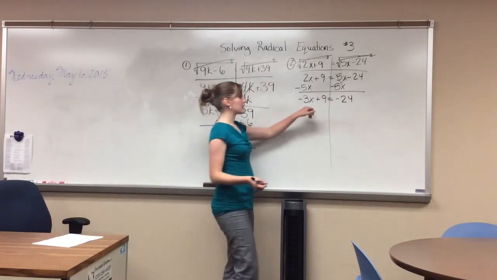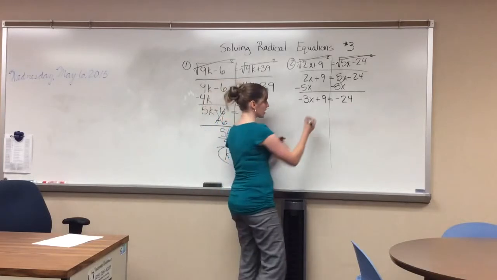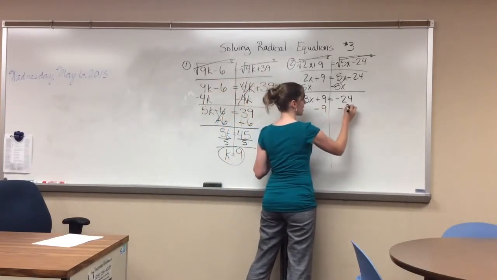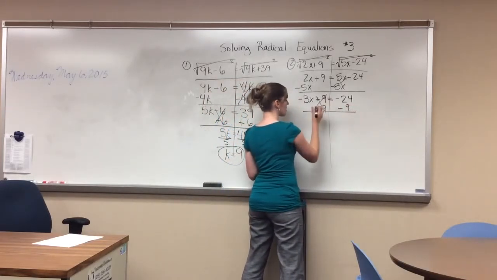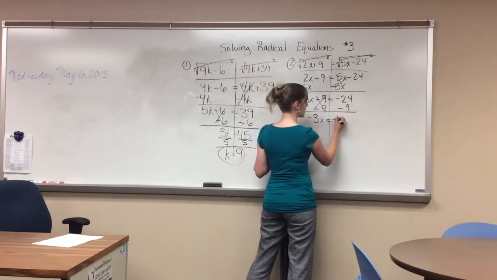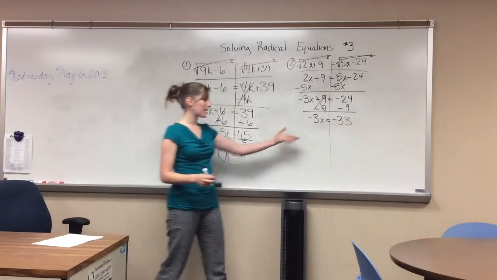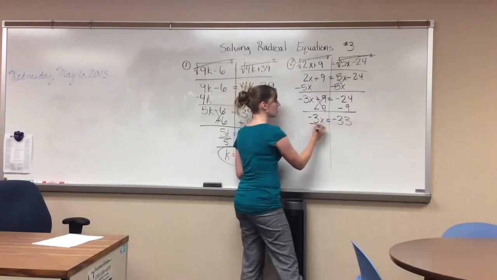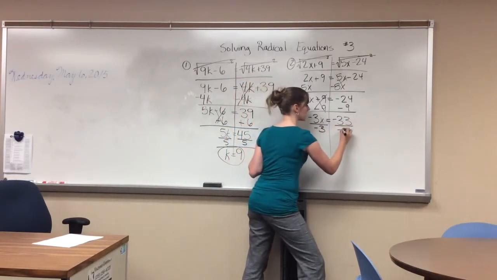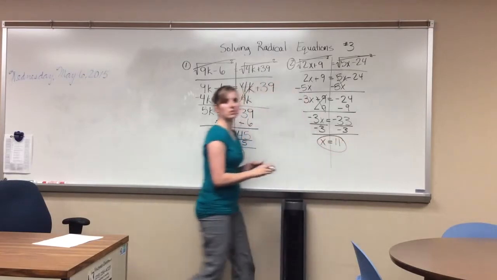After that, to get x by itself, we need to cancel out the plus 9. The opposite of plus 9 is subtract 9, so we subtract 9 on both sides. They cancel. Negative 3x equals negative 24 and negative 9. The signs are the same, so I'm going to add those and keep the sign of the bigger number. So I have negative 33. My last step is to cancel out the negative 3, so I'm going to divide both sides by negative 3. My answer is x equals 11.